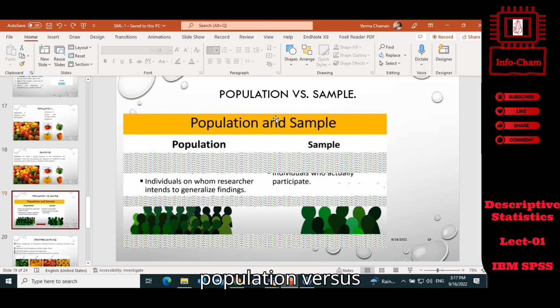Population versus sample. This is the population, this is the sample, right? The population is the group of individuals to whom the researcher intends to generalize the findings. And the sample is the subset.